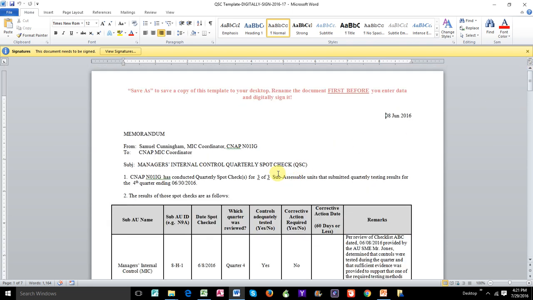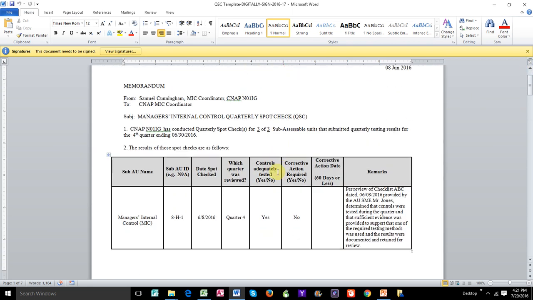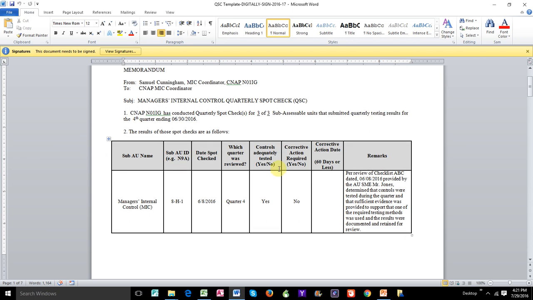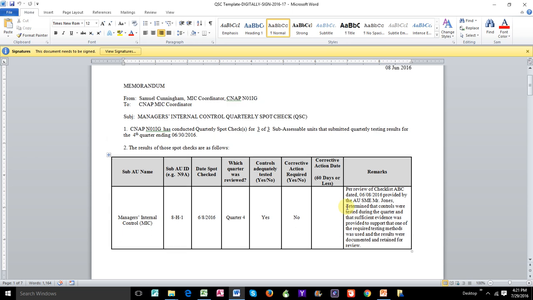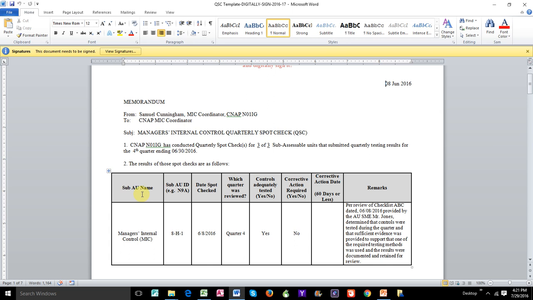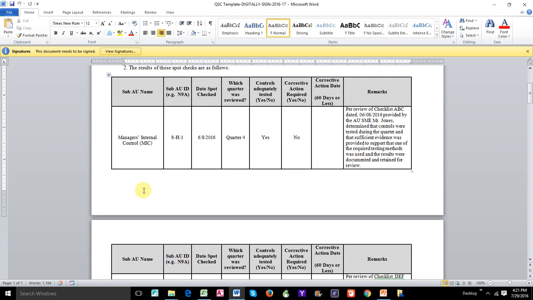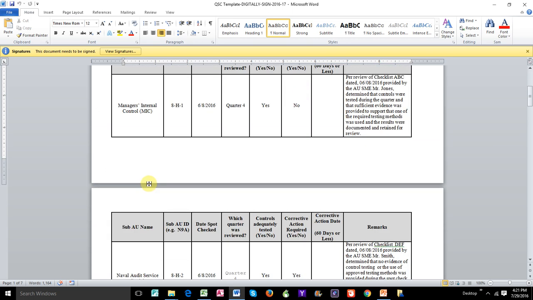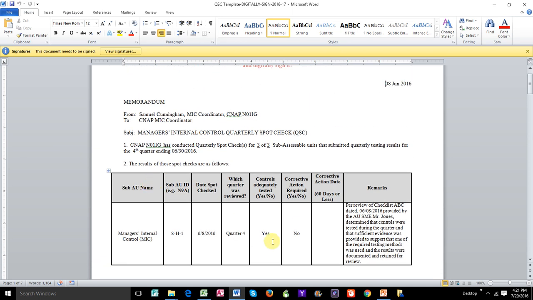you'll have to do a quarterly spot check memorandum. And so this is different than what was submitted previously. Previously, I was getting a lot of one-line emails that basically said controls were in place. There was no support for what was tested. There was no support as to why they came to conclusions. So I've changed it, and it's essentially saying the same thing as the emails, only it's more descriptive on what was done. So you'll have the sub-AU's name.